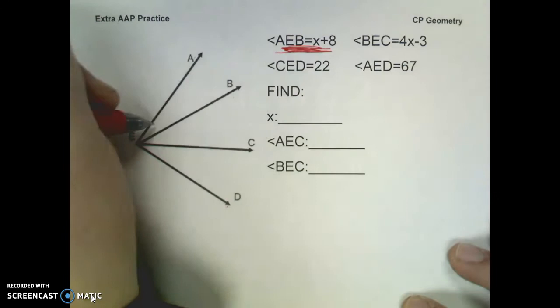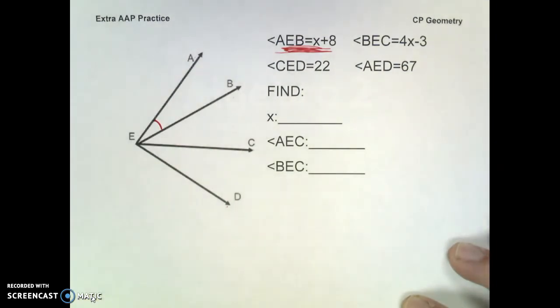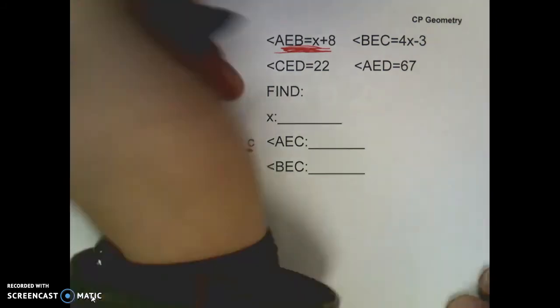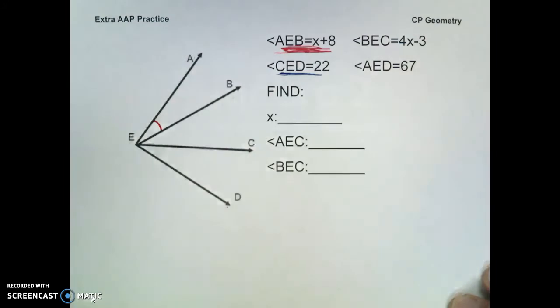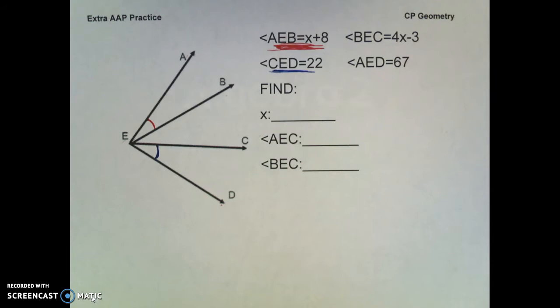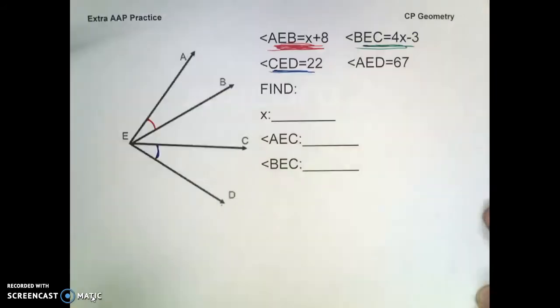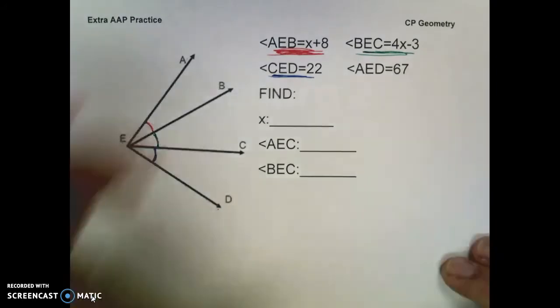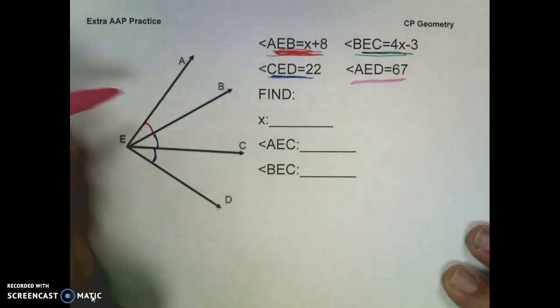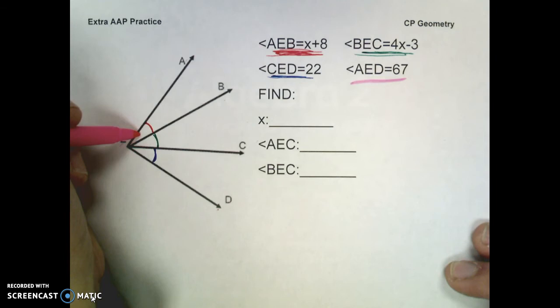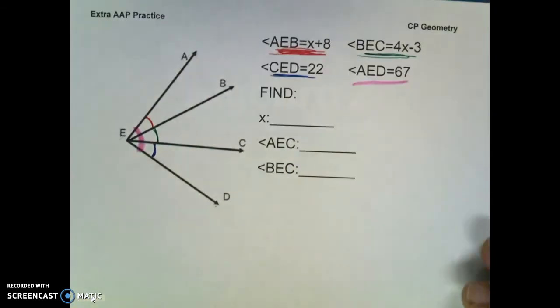So for example, AEB is listed as x plus 8. Instead of writing all that out, I'm just going to use my red pen to mark that off so I can see the difference. Now the next thing they give me is CED. So CED actually is this portion down here, so I'm going to use the blue pen to recognize that. BEC is next, so that's going to be this one right here in green. And then last but not least, and I'll use a pink highlighter for this, we have AED, which is 67. Now AED is actually going to be all three angles combined. So we have that, okay?